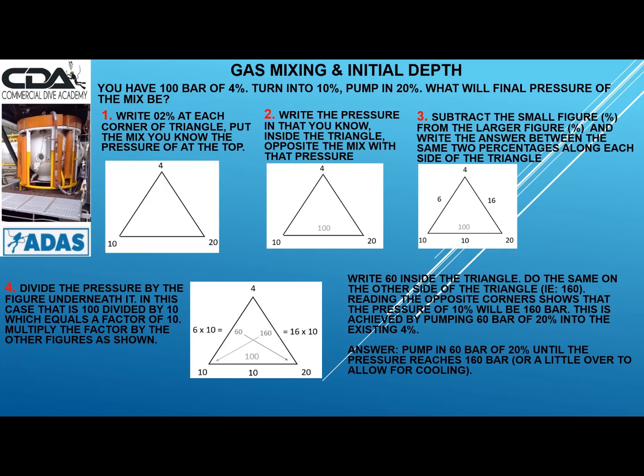Okay, now look on the right hand side of the drawing here. We need to write 60 inside the triangle and do the same on the other side, write 160. Now reading the opposite corners shows that the pressure of 10% will be 160 bar. This is achieved by pumping 60 bar of 20% into the existing 4%. So our answer is pump 60 bar of 20% until the pressure reaches 160 bar, or a little bit over for cooling. It'll take you a little while to get your head around this. Just practice a couple of times until you get it.